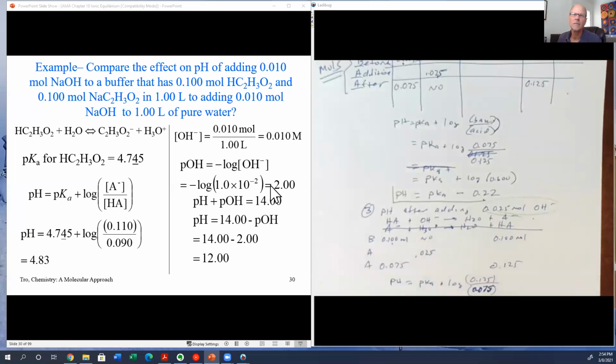You add OH minus to pure water, the pH goes from 7 to 12. You add the same amount of OH minus to this buffer, it goes from 4.7 to 4.8. That's what a buffer does. It does change pH a little bit, but it's very small compared to what it would be otherwise.